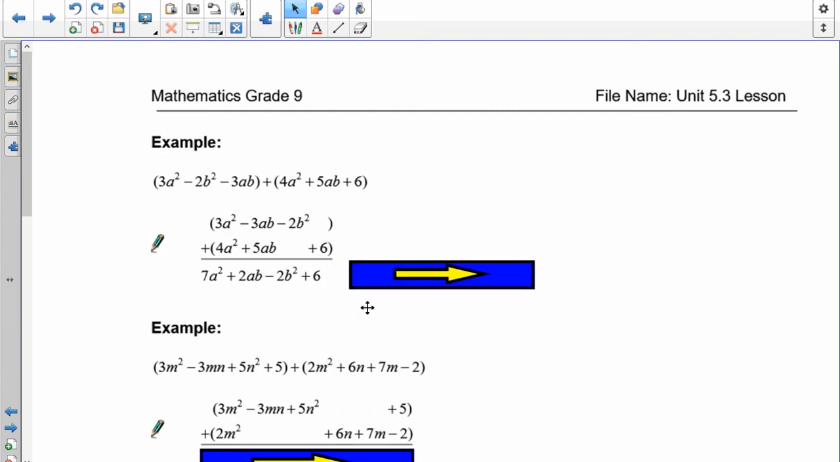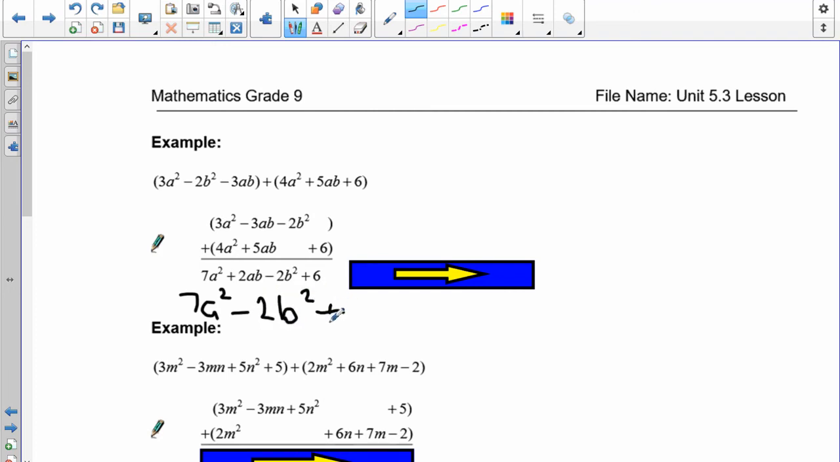All right. Now the last step, I've got to put these in order. 7a squared comes first. And then we have to take away the 2b squared because that's the other pure one. Plus the second degree. This is the second degree also. That's your 2ab. So I've got all that plus 6.